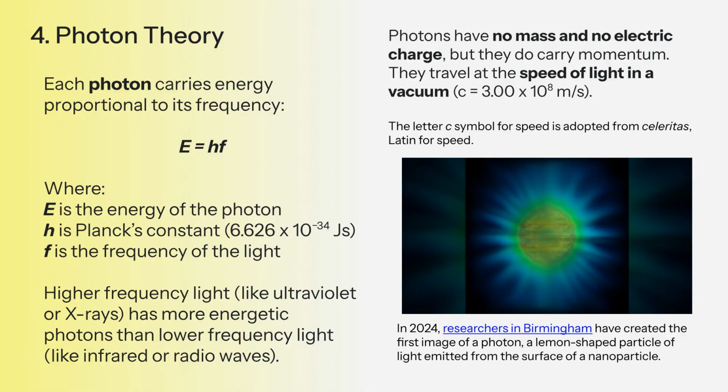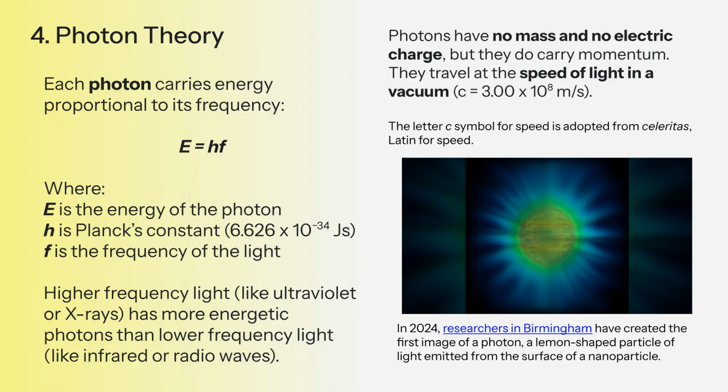Photons have no mass and no electric charge, but they do carry momentum and travel at the speed of light in vacuum, which is 3.00 times 10 to the 8th power meters per second. Imagine photons as tiny envelopes of energy traveling through a vacuum. The key point here is that light energy is divided into distinct packets.